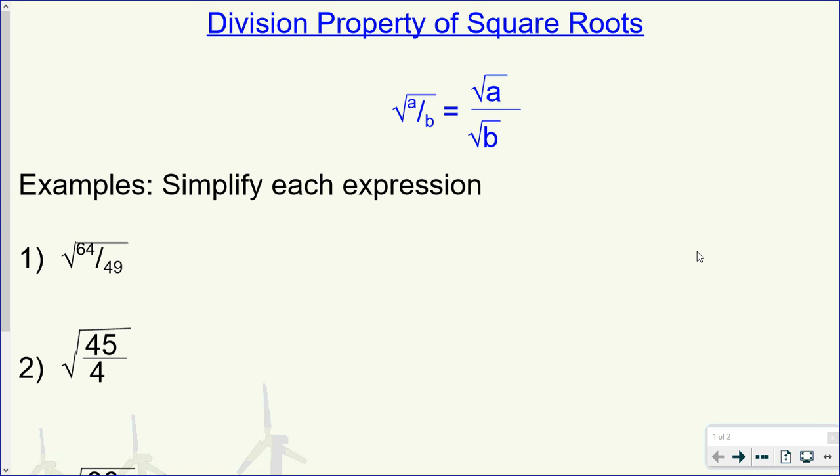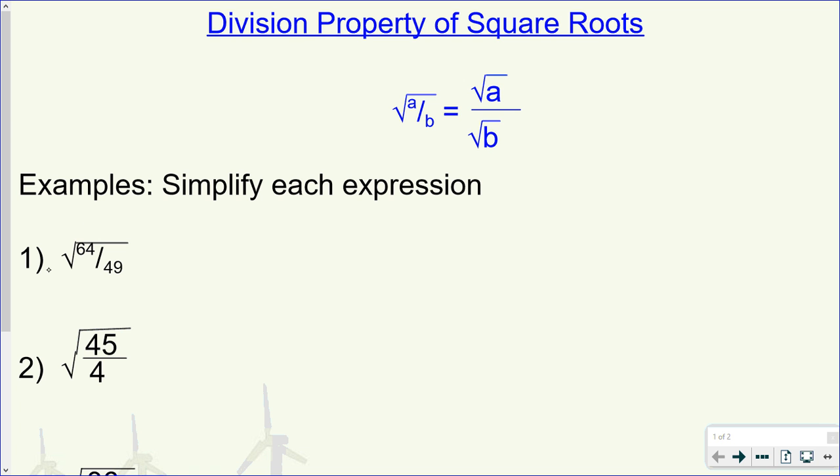Alright, this video is going to show you how to use the division property of square roots. And so the division property of square roots simply says that if you have the square root of a over b, that's the same thing as the square root of a over the square root of b. Or in terms of division, you can either do a divided by b and take the square root, or you can do the square root of a, the square root of b, and then divide it.